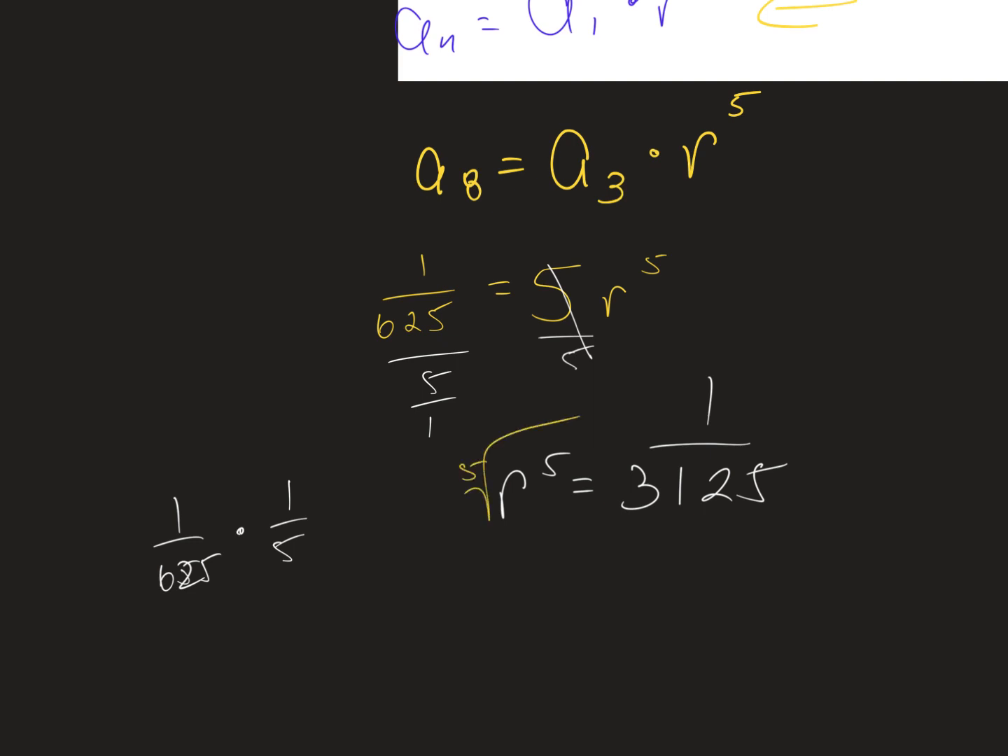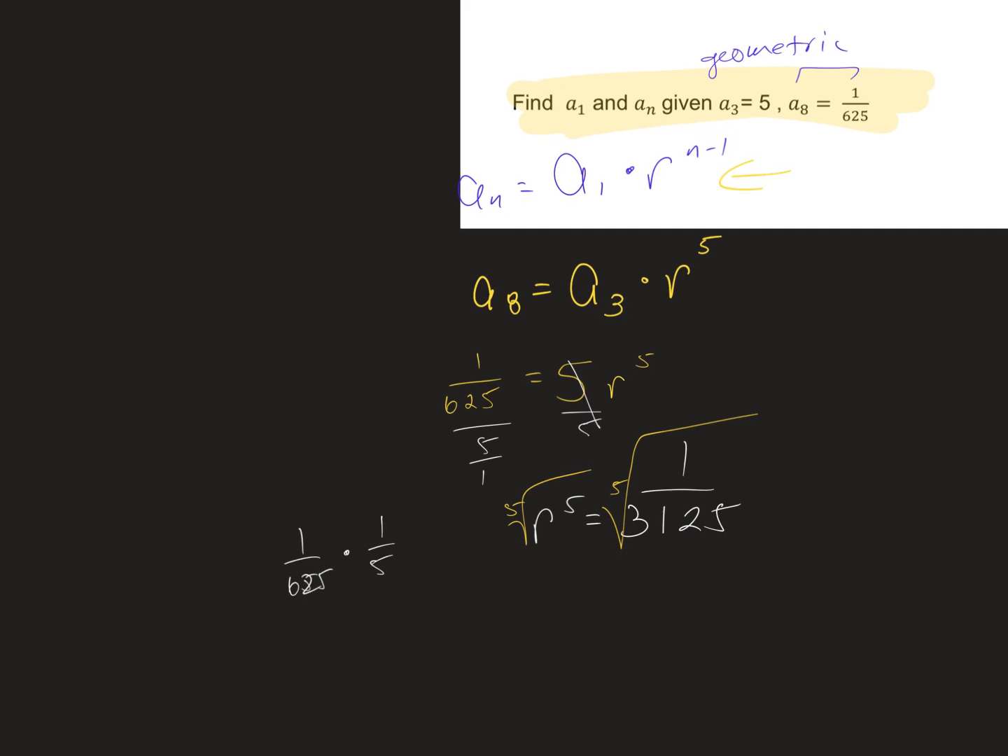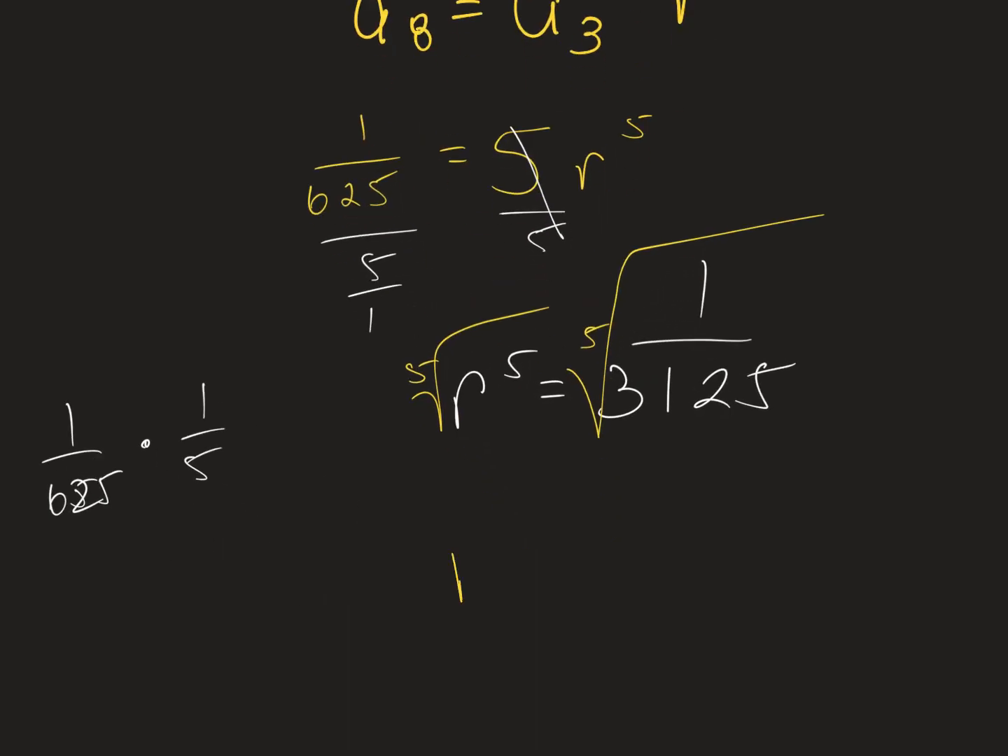How do I get r by itself? I take the fifth root, right? Now, since this is an odd root, it could be plus or minus. We're just going to assume all are positive because they didn't give you one negative, one positive. So I have r equals the fifth root of 1 over 3,125. Because it's positive, you're taking the fifth root, it's going to be a positive answer. What times itself 5 times gives you 3125? 5, okay. So your common ratio is 1/5. You use the given terms that they give you. Your exponent becomes the spaces away.